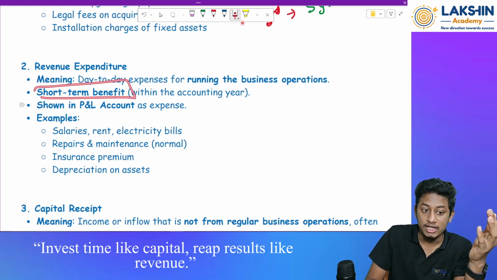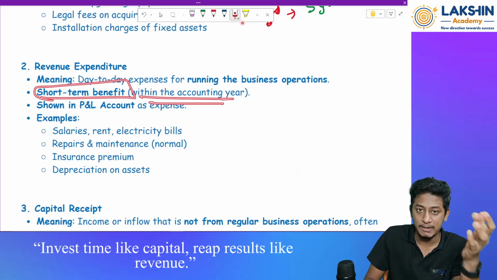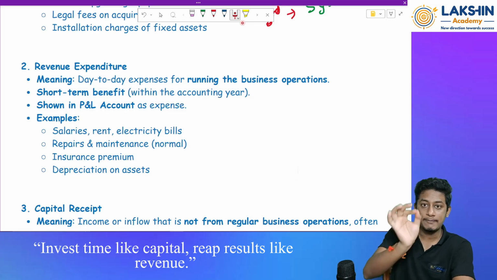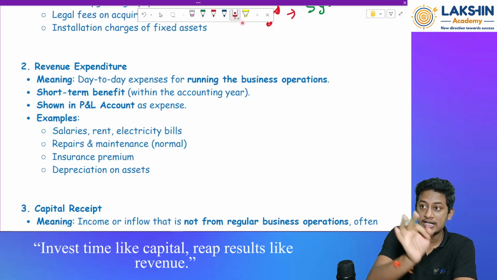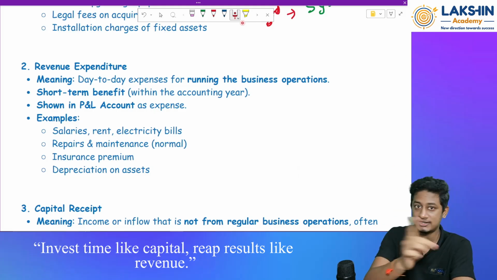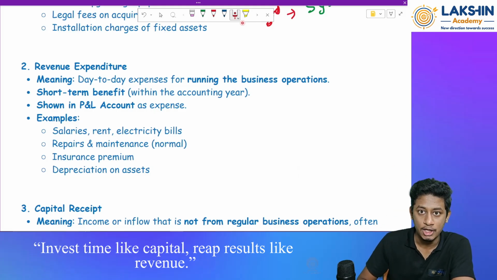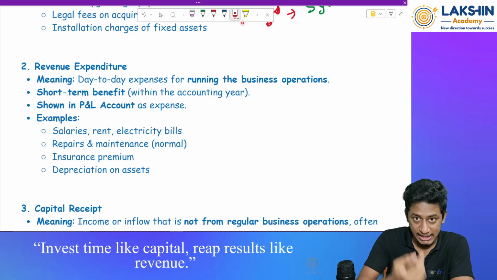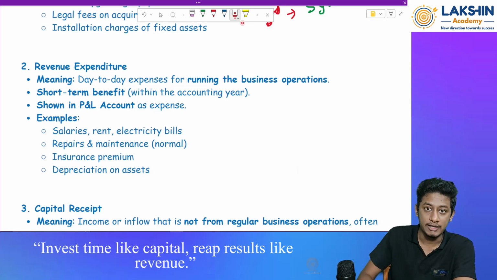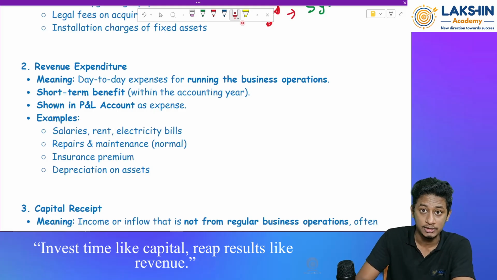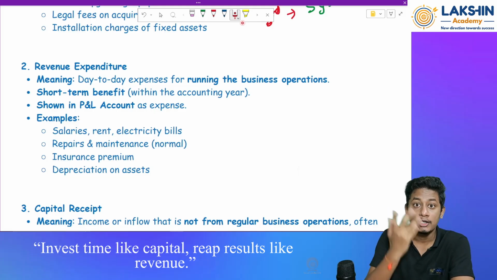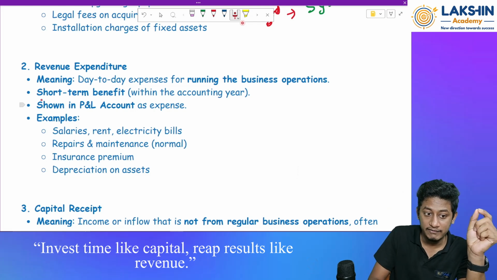It gives a short-term benefit within the same accounting period. So tell me this, if I pay rent for 1 month, for how many months can I use the space? For 1 month only, sir. Can I use it for 2 months? No. The landlord will kick me away, right? Why? Because I'm paying rent for 1 month and using it for 2 months. Will the landlord keep quiet? No. So that means the benefit will be short term.